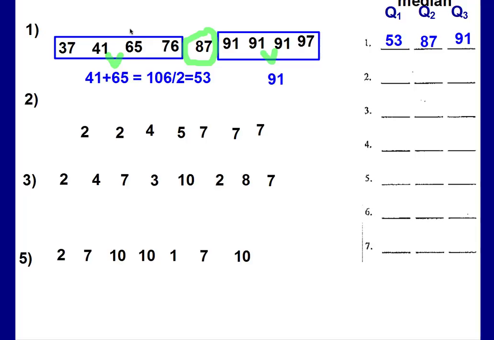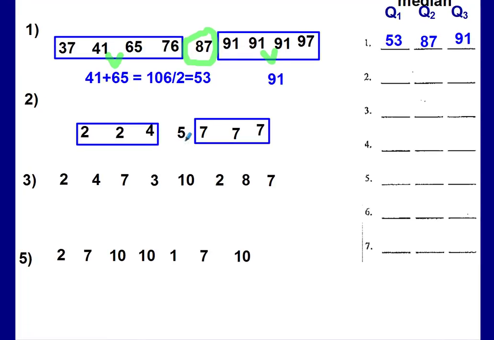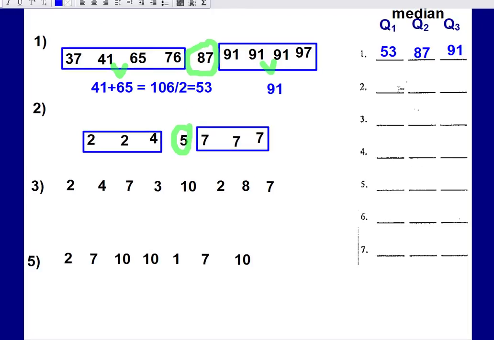And if we divide 7 by 2, 2 will go into 7 3 whole times. So that means I'm going to want to have 3 pieces of data in my lower half and 3 pieces of data in my upper half. And again, we have a number in the middle by itself, so this is our median, our quartile 2. So we can go ahead and put that on our answer line. 5 is the median, or Q2.